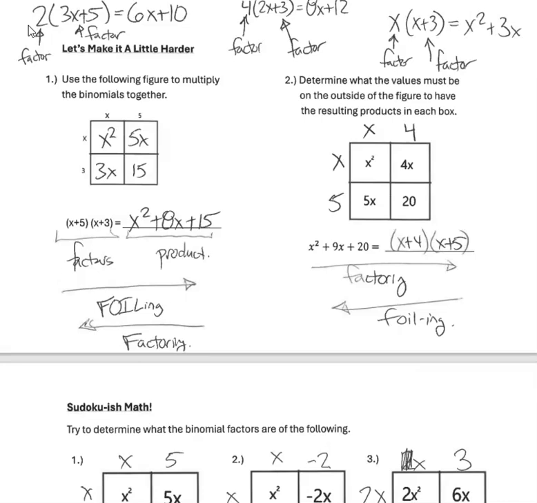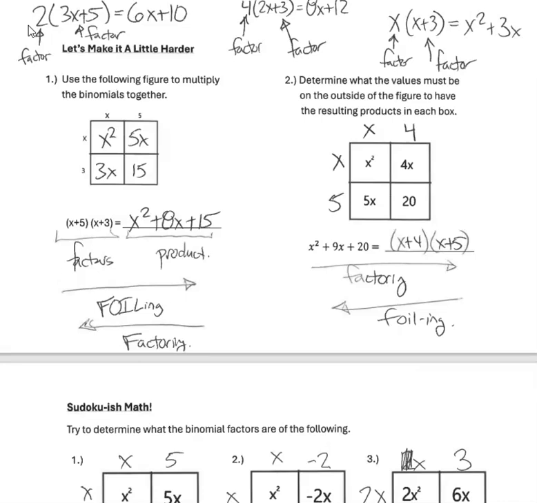Well, something times something gets you the x squared. So we know that's going to be an x and an x. So that top left and the top left, basically those two parts are going to be multiplied together to get your x squared. Now you have to say x times what gets you 4x? Well, that's going to be a 4. And then x times what gets you your 5x? So that's going to be a 5.